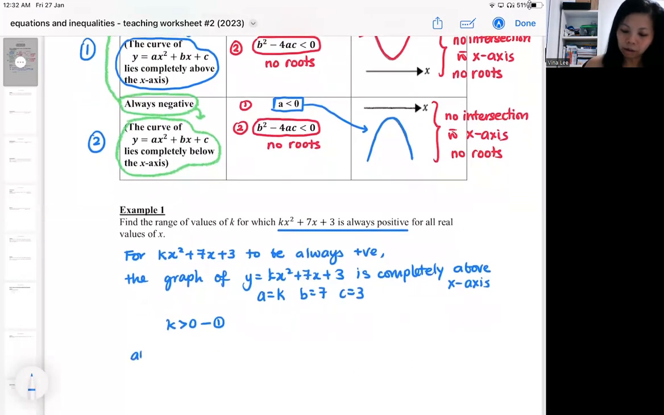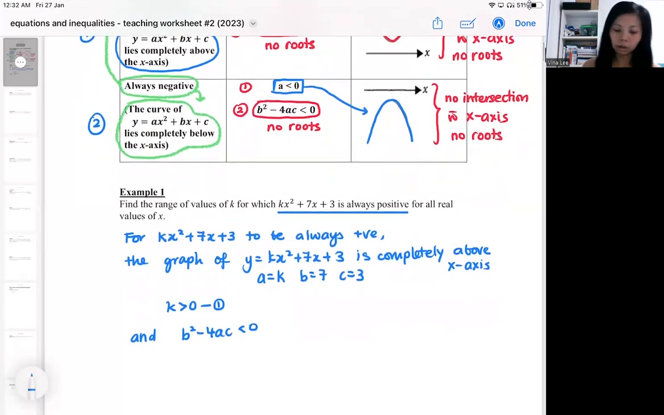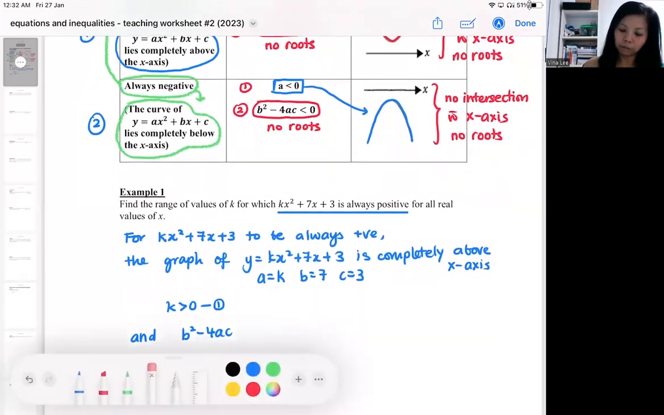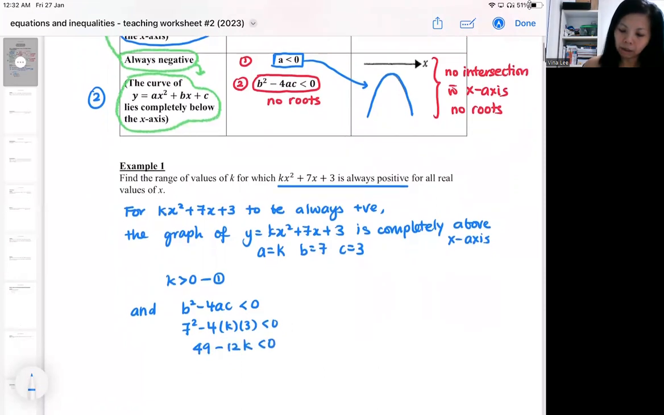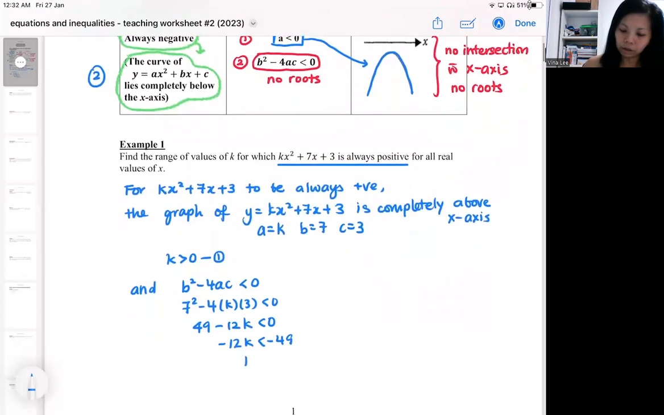And the second condition says that the discriminant has to be negative, because the graph is entirely above the x-axis, so there are no roots. That's why the discriminant is negative. So put in your ABC. Solve it normally. Okay, remember to reverse the sign because you're dividing by -12.